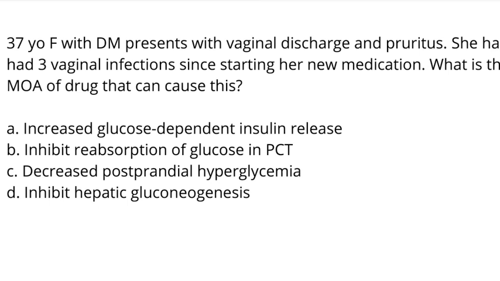So this patient is having recurrent vaginal infections due to some anti-diabetic drug. So which diabetic drug is associated with vaginal infections? And that is SGLT2 inhibitors. So we have to know which one of these mechanisms of action relates to SGLT2 inhibitors. And that is option B. They inhibit reabsorption of glucose in the proximal convoluted tubules.